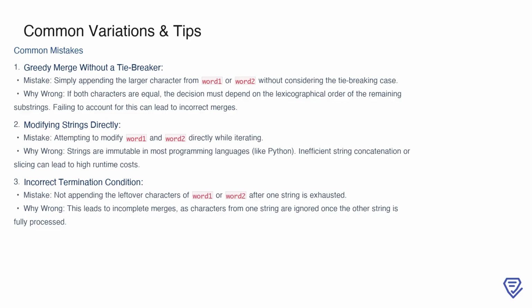Another issue occurs when attempting to modify strings directly during iteration. Since strings are immutable in most programming languages like Python, this approach can lead to inefficiencies due to repeated concatenation or slicing, which increases runtime complexity. Finally, many people overlook the termination condition. If one string is completely processed before the other, the remaining characters of the unprocessed string must still be appended to the merge. Neglecting this step results in an incomplete merge and incorrect output.